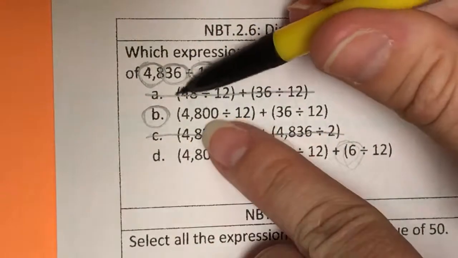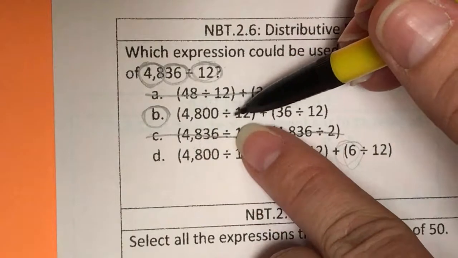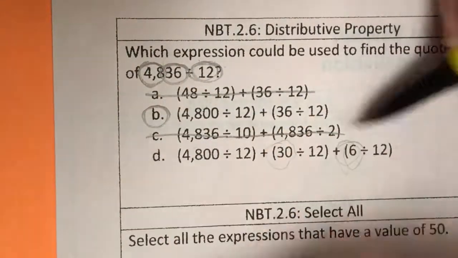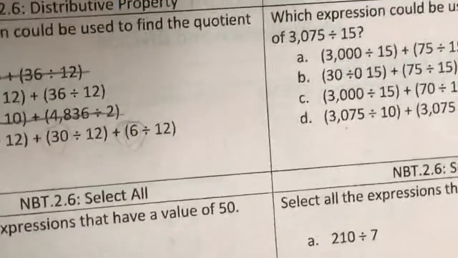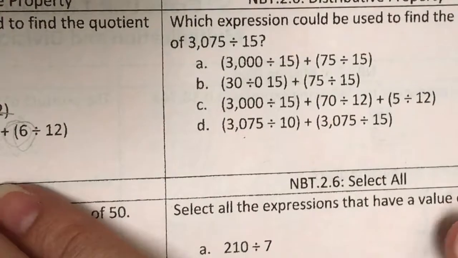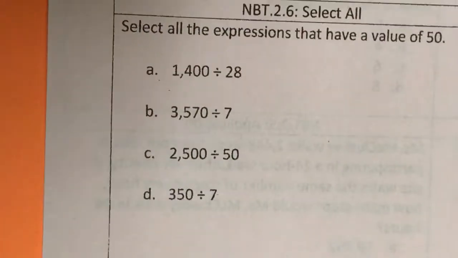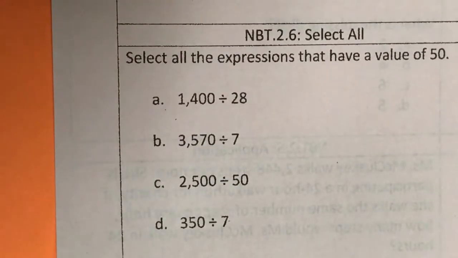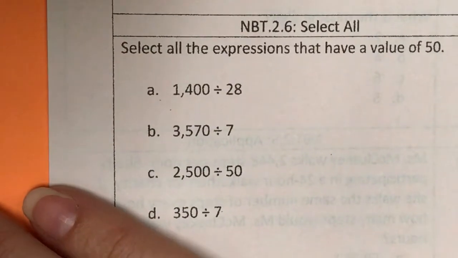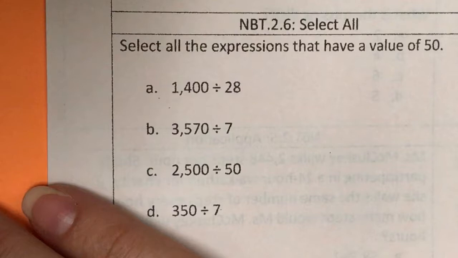Breaking it down by the value, I can do 4,800 divided by 12, and then my chunk of 36 divided by 12. Again, you can try the one next to it if you want as a quick practice. Just pause the video. Otherwise, let's continue going because we are just working on the left side. The next question is a select all, which takes a little bit more time. I want to find all that are going to have a value of 50.